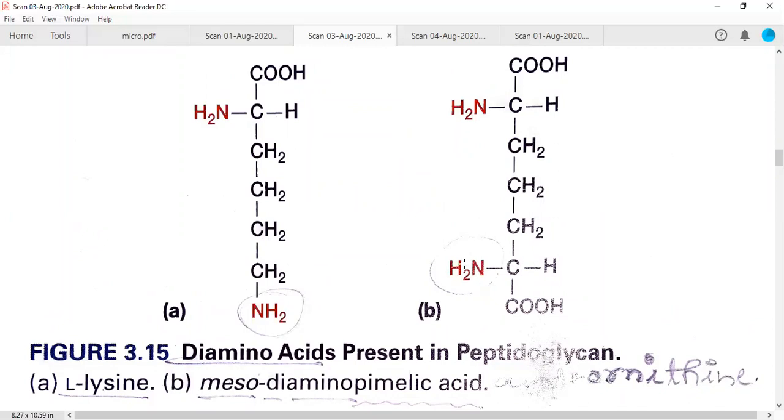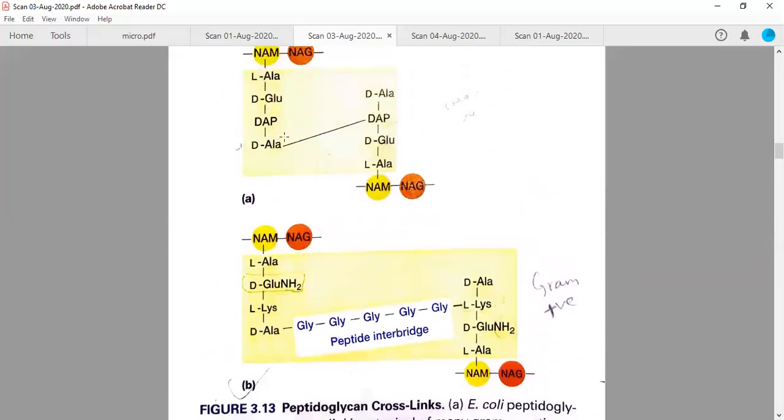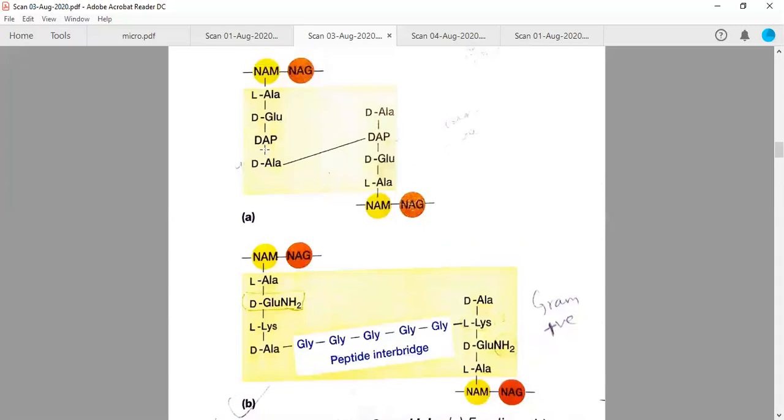So this side group, R group, and the meso-diaminopimelic acid will act as a receptor. Because it will have a lone pair of electrons, it will accept this particular alanine. So this particular bond will be formed between the two chains, and this is a kind of indirect linkage between chain A and chain B in the peptidoglycan cell wall.